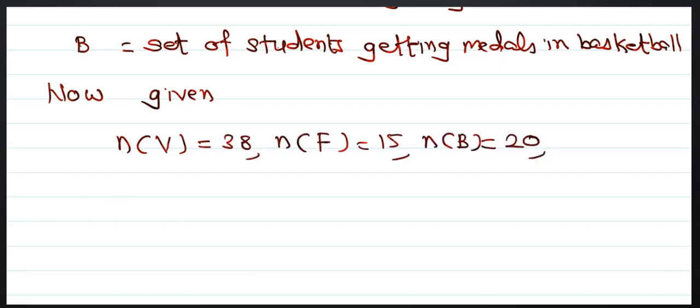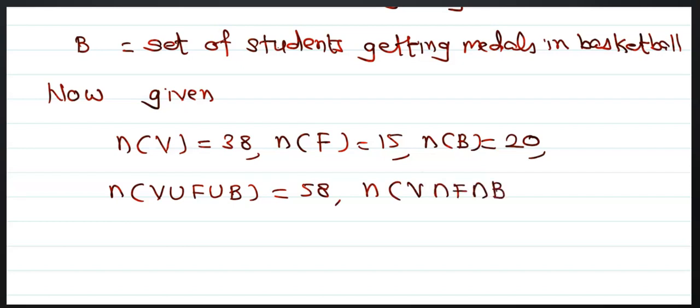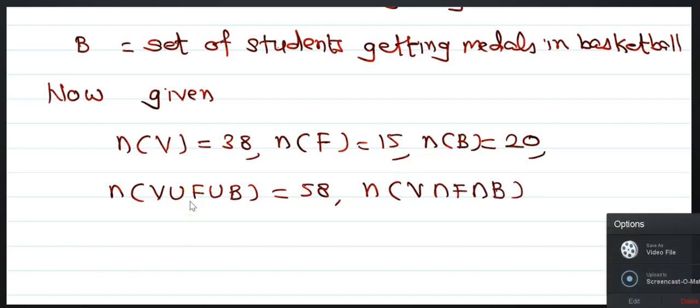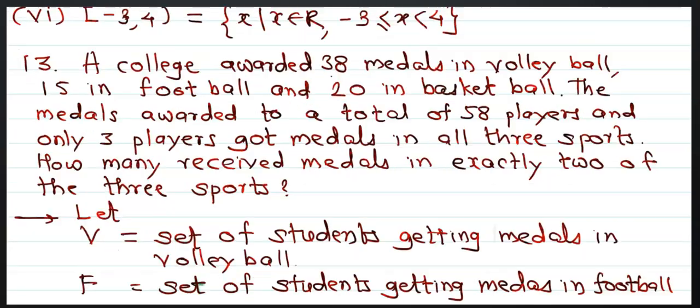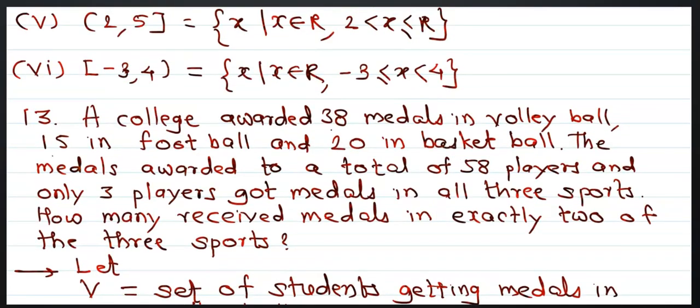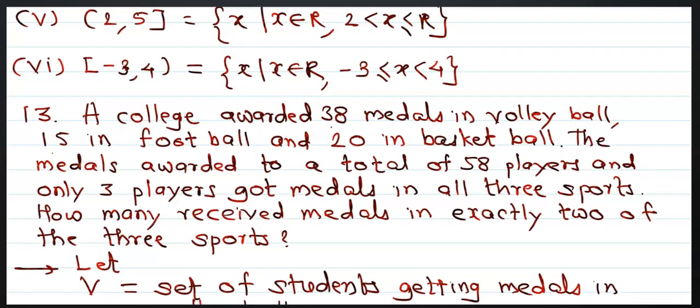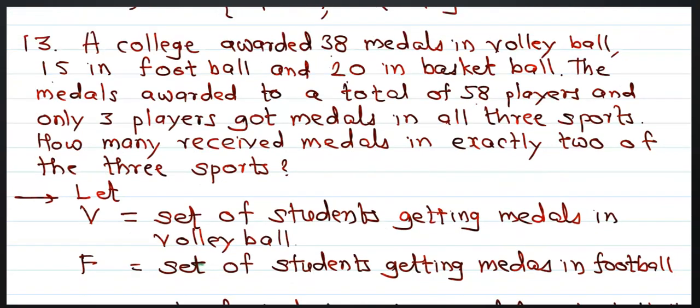n(V) is equal to 38. n(F) is equal to 15. n(B) is equal to 20. n(V union F union B) is equal to 58. n(V intersection F intersection B) is equal to 3.